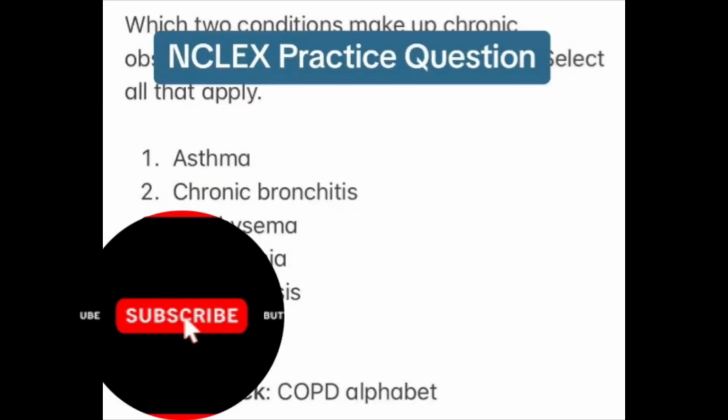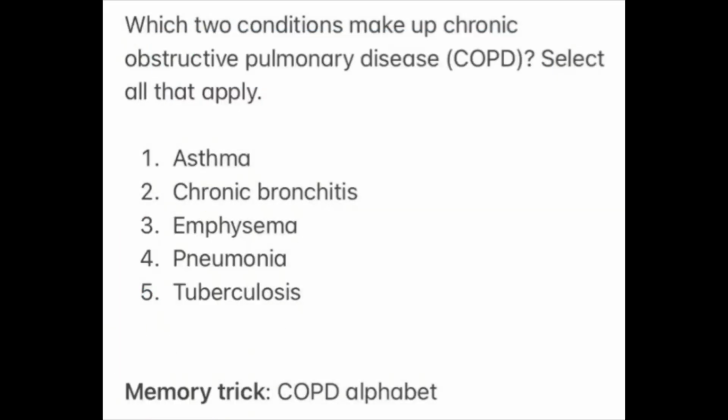Another practice question for today. Which two conditions make up chronic obstructive pulmonary disease, or COPD? Select all that apply. Is it 1, asthma, 2, chronic bronchitis, 3, emphysema, 4, pneumonia, or 5, tuberculosis? I'm going to give you all a few moments to select the ones you're thinking here.